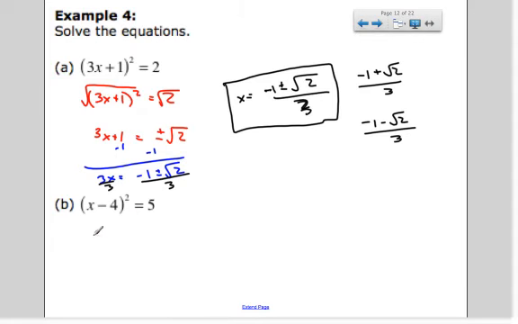Alright, let's look at this one. Take the square root of both sides. I get x minus 4 equals plus or minus the square root of 5. Add 4 to both sides, so x equals 4 plus or minus the square root of 5. And I'm done.